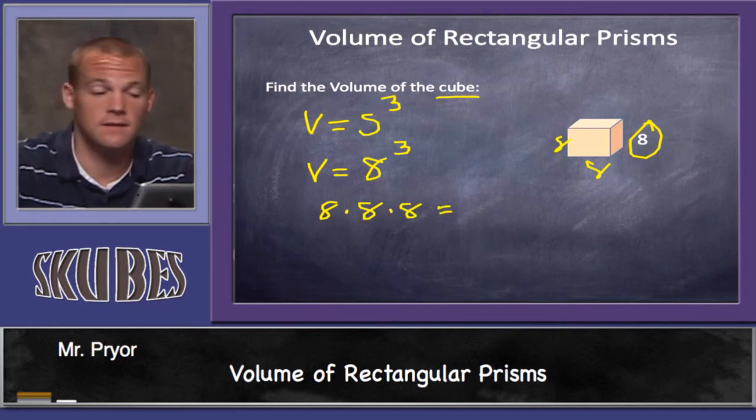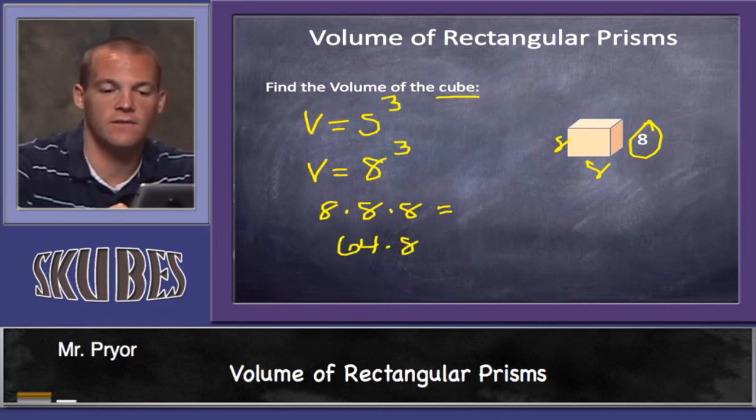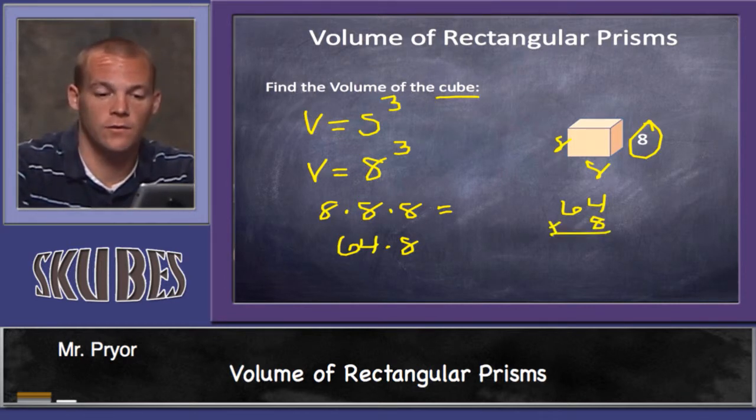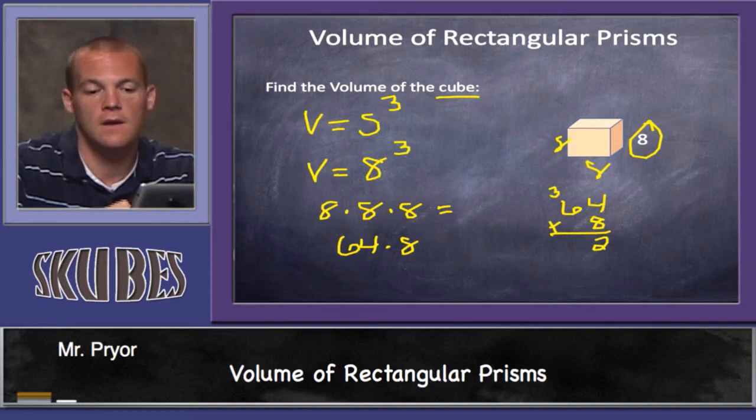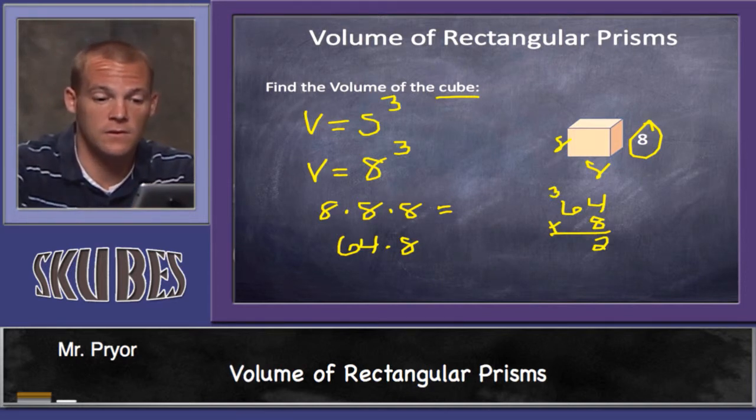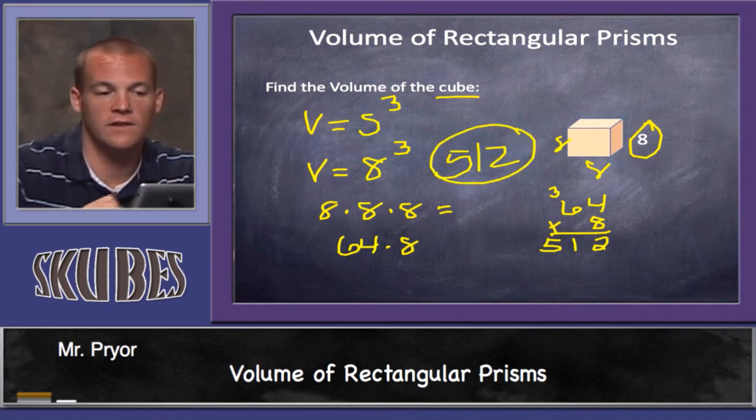8 times 8, we should know, is 64. So off to the side, we just need to figure out what 64 times 8 is, and then we will have our volume. So 8 times 4 is 32, carry the 3. 6 times 8 is 48, and then plus 3 is going to be 51. So our final volume here for our cube is going to be 512 units cubed.